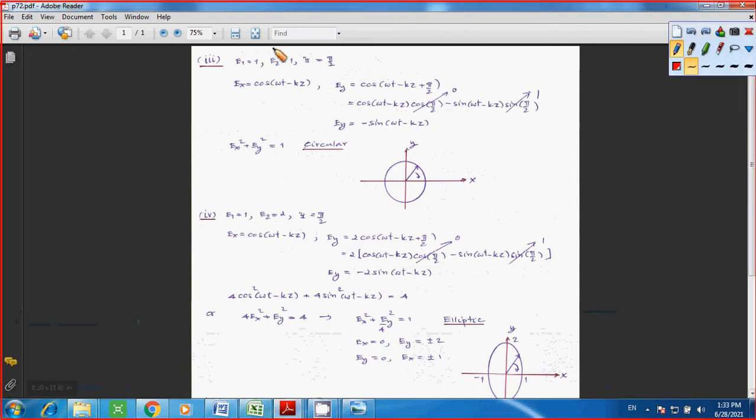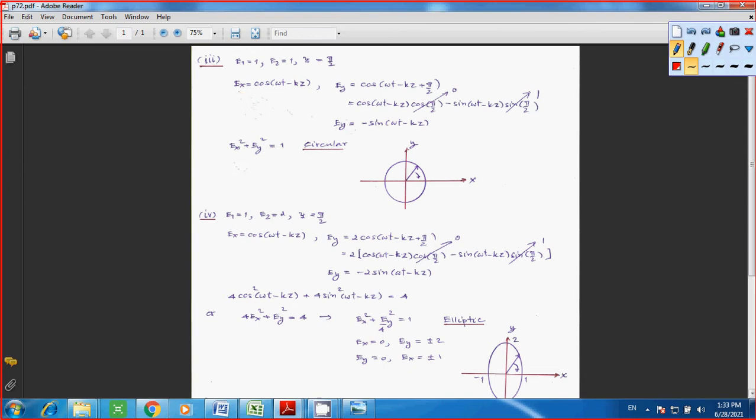For E1 equal to 1, E2 equal to 1, and psi equal to pi over 2. Consider EY, cosine(omega t minus kz), or cosine(A plus B) equal to cosine A cosine B minus sine A sine B, right? Cosine pi over 2 equal to 0, so this term drops. You have only a negative sine(omega t minus kz).